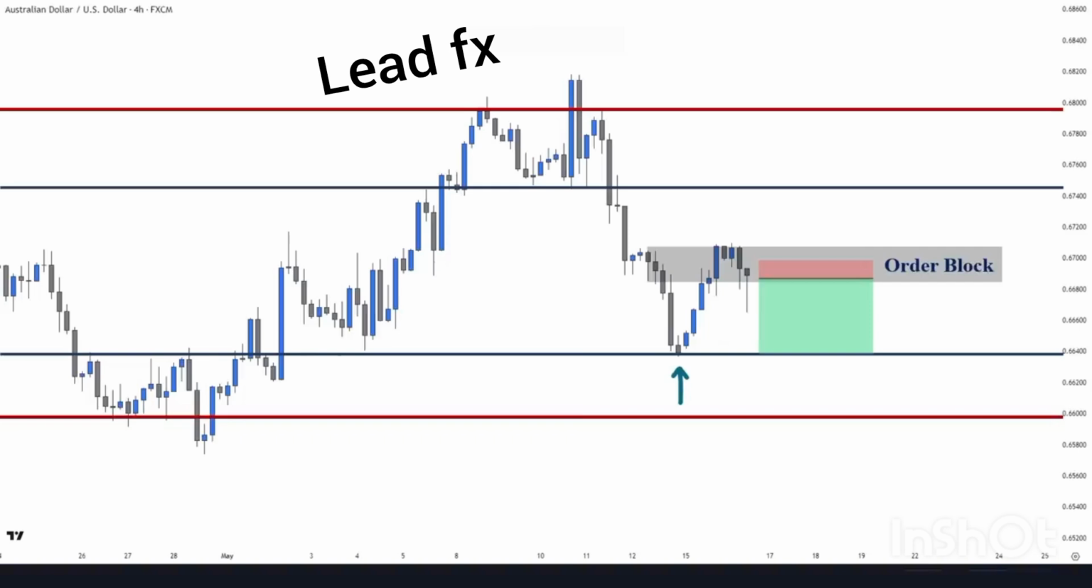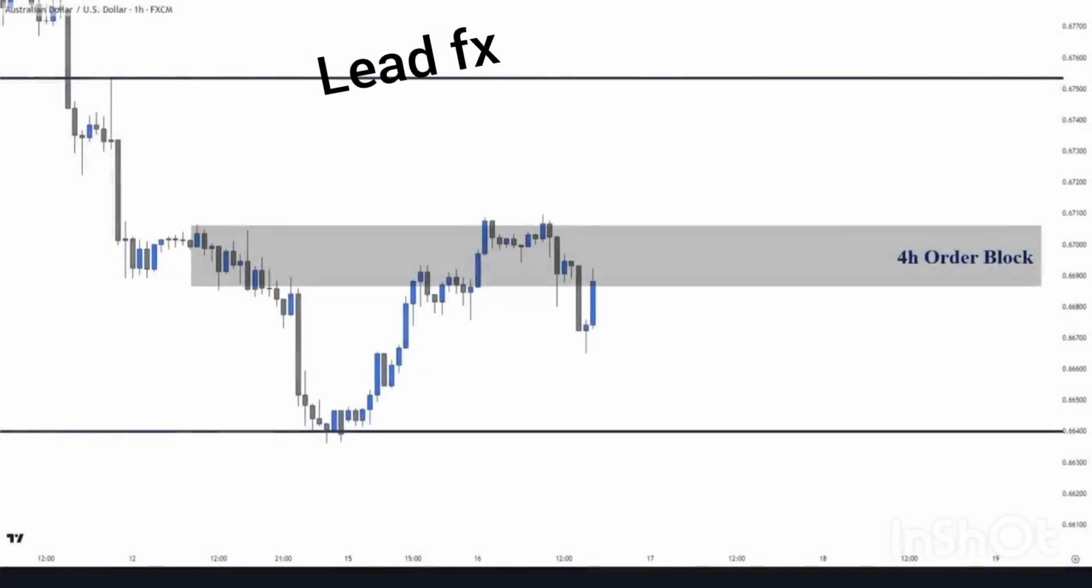On the contrary, if the market manages to break and close above the order block, our 4 hours directional bias will change to bullish, and we expect the price to reach the daily and weekly levels in front of the price. Now let's zoom into the 1 hour time frame to observe more details.